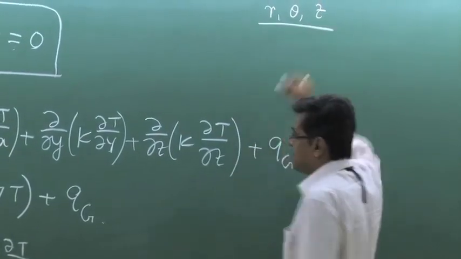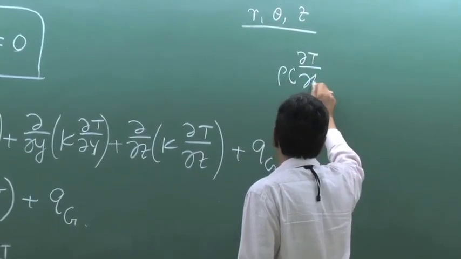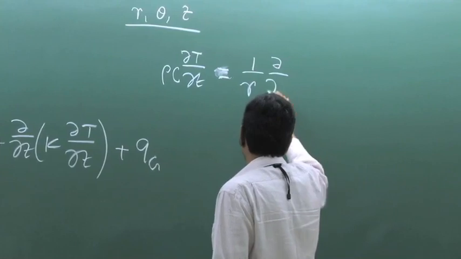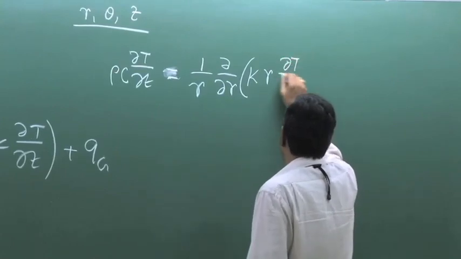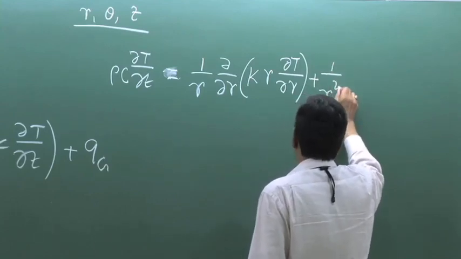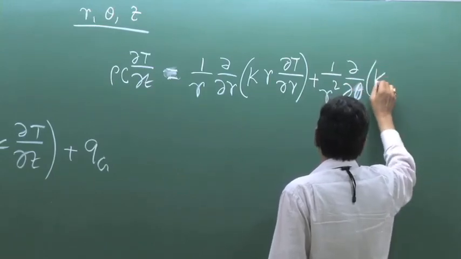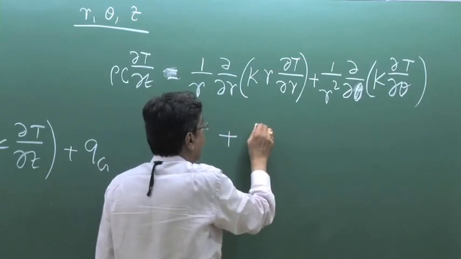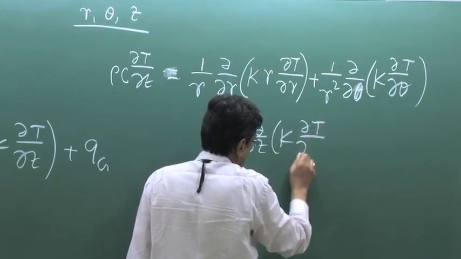So in a cylindrical polar coordinate system r, theta, z, if we write this divergence of k grad T, then it will be like this: rho c del T/del t is equal to 1 by r, I think you know this thing, del/del r of k r del T/del r plus 1 by r square del/del theta of k del T/del theta plus del/del z of k del T/del z plus qg.